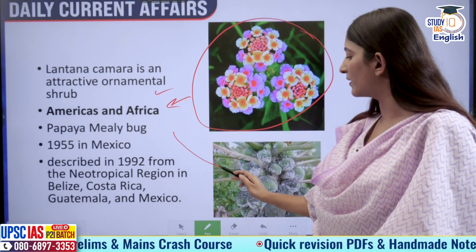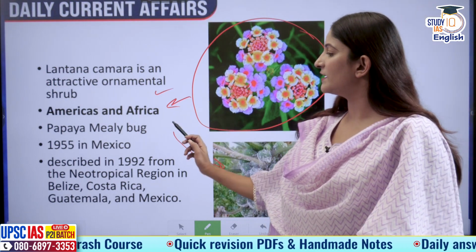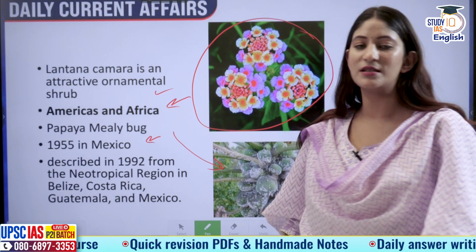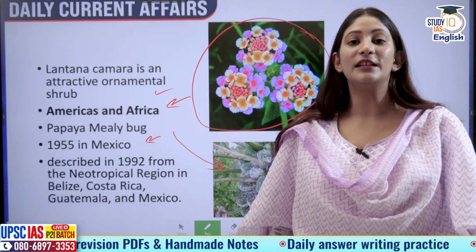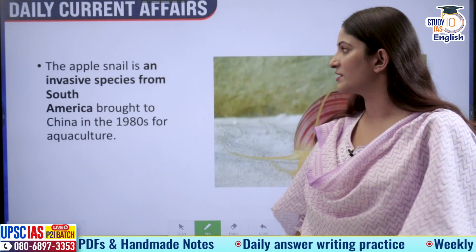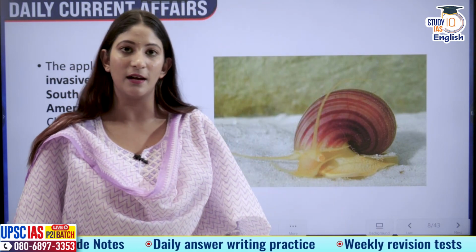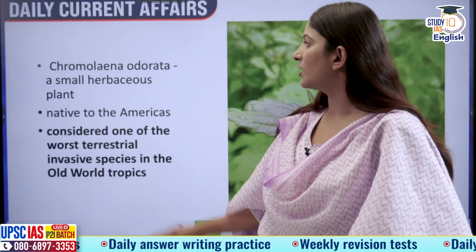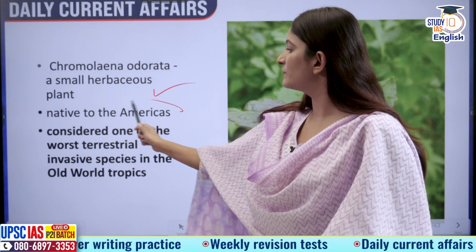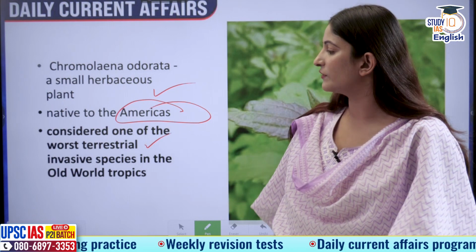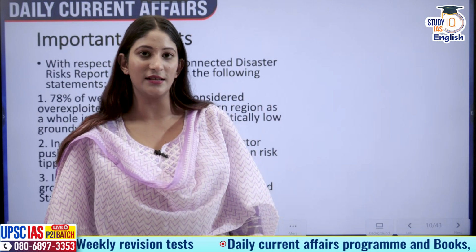Then papaya mealybug. Papaya mealybug is basically a pest. Okay, and it was collected in 1955 in Mexico. It was described as an invasive alien species when it started invading the biodiversity of the Caribbean nations. Then the apple snail, it is an invasive species from South America, as you can look at it. Then if we talk about the Chromolaena odorata, it is a small herbaceous plant. It is native to the Americas and it is considered one of the worst terrestrial invasive species in the old world tropics, as you can see over here.